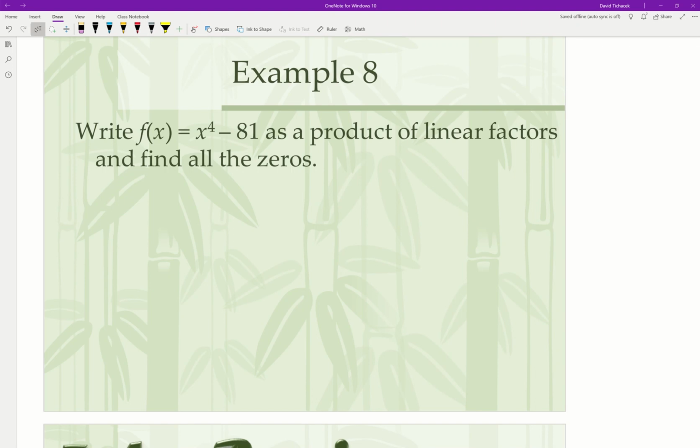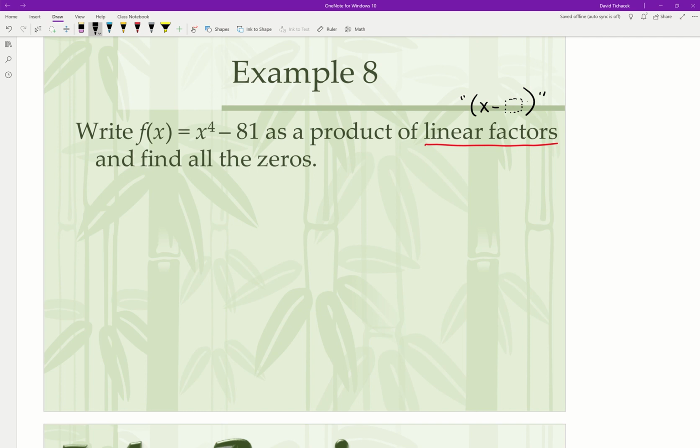And then it says here in example 8, this will be the last example that we do here in the video, it says to write f of x is equal to x to the 4th minus 81 as a product of linear factors. So what does that mean, linear factors? That just means simply, of course, a factor that looks like x minus some number. You could also say x plus that number, in which case we would interpret that number as a negative, right? And then find all the zeros, right?